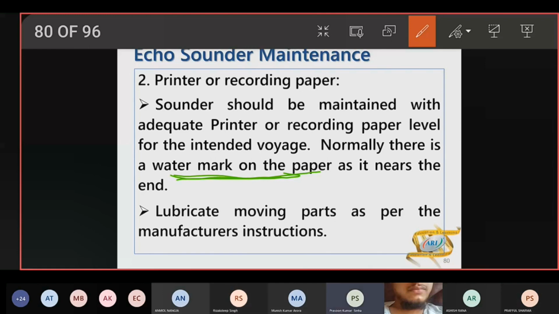Then moving parts should be lubricated as per instructions provided. There are motors, so there may be some kind of oil or something that may be required. They try to make it maintenance free, so you may have self lubricating carbon washers and all that. So you have to watch whatever the manufacturers say about this maintenance, you should follow that.